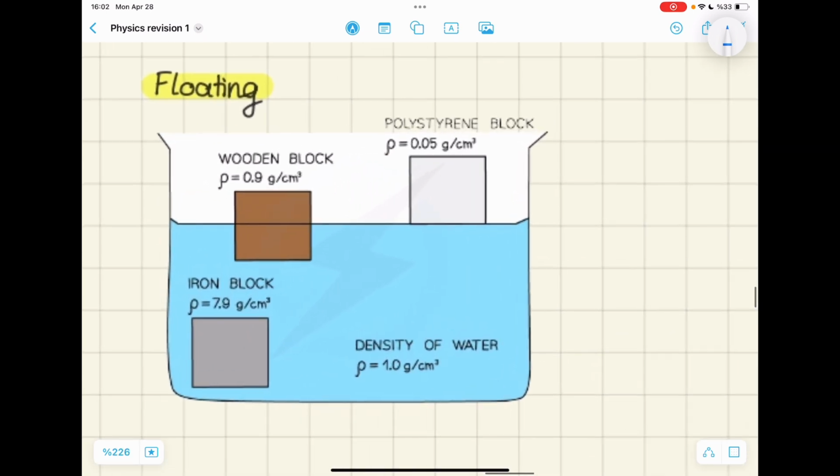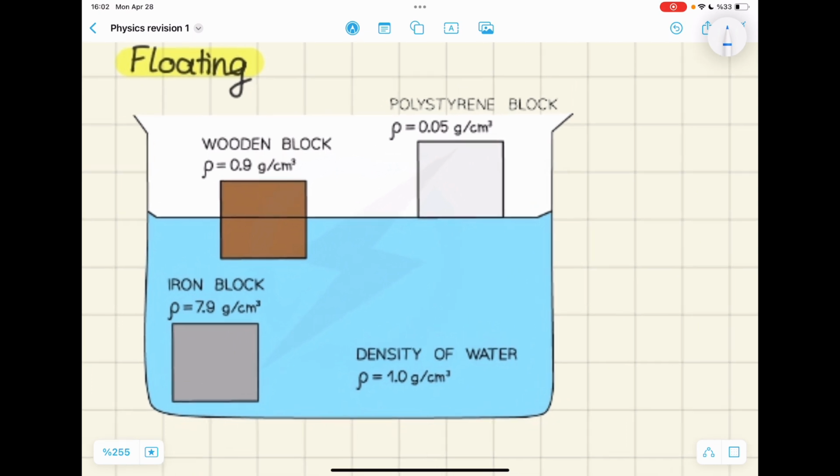Floating is related to the density of the object and the density of the medium in which the object is. So for example, here you have a polystyrene block, wood and iron, and all of them have different density compared to water. In the first one, it is completely floating. It cannot be submerged at all. Second one, it is submerged somewhat.